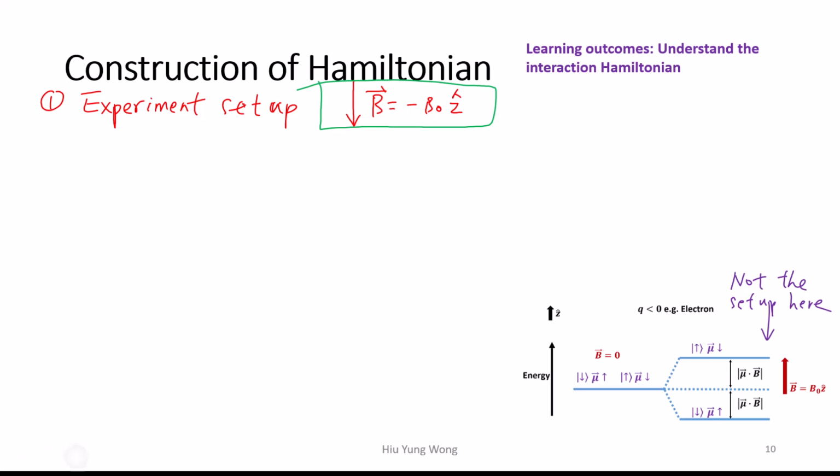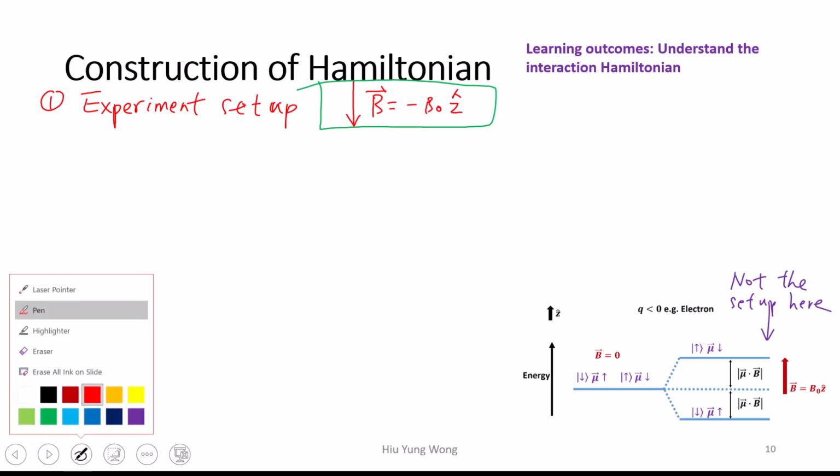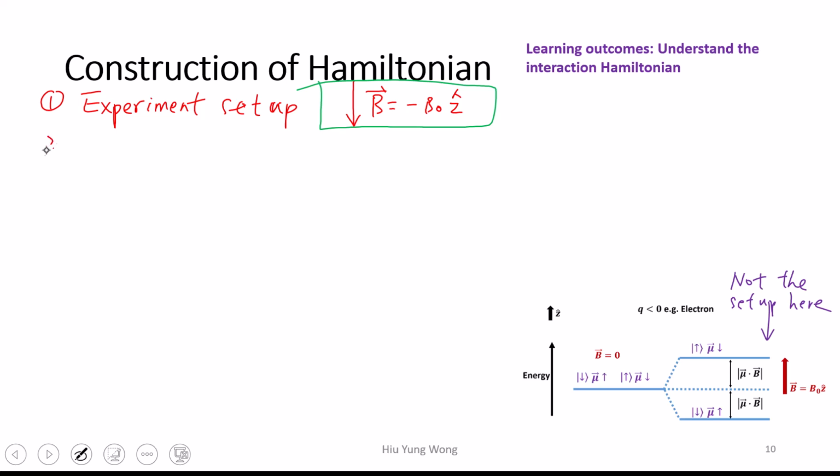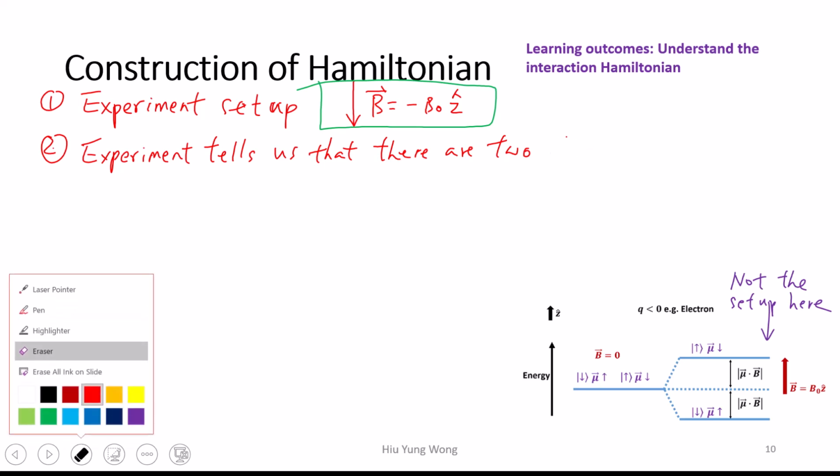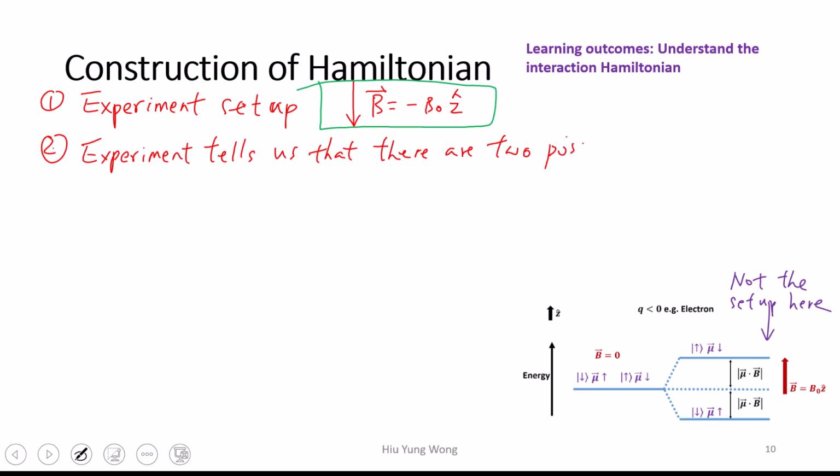Okay? That's the first thing. Second thing, experiment tells us that there are two eigenvalues, or two possible outcomes. Let me call it possible outcome.